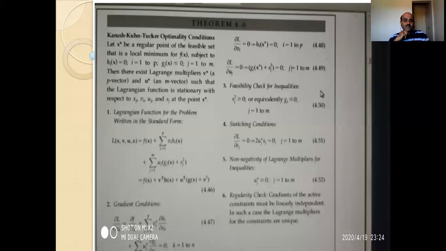The Lagrangian function for the problem written in the standard form. So when we take two Lagrange multipliers, one is v star, another one is u star. Both are Lagrange multipliers. So then we will write the problem in the standard form, the Lagrangian function. We are writing the Lagrangian function for the problem in the standard form. This is the standard form of the Lagrangian function.